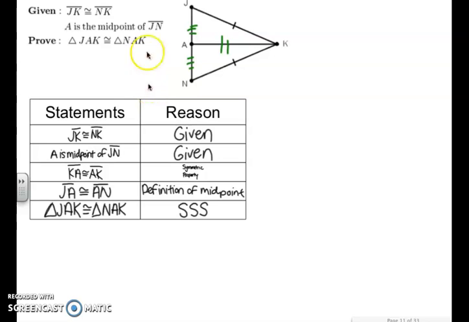All right, the other example, a little bit trickier. So it gave me JK and NK were congruent, given, and it gave me A as the midpoint of JN, given. Okay, so you kind of had to make 2 marks right here and here. Okay, I started off with this AK mark because that was either reflexive or symmetric. And if you say AK and KA, that would be the symmetric property. Again, if you named it KA was congruent to KA, that would be reflexive property.